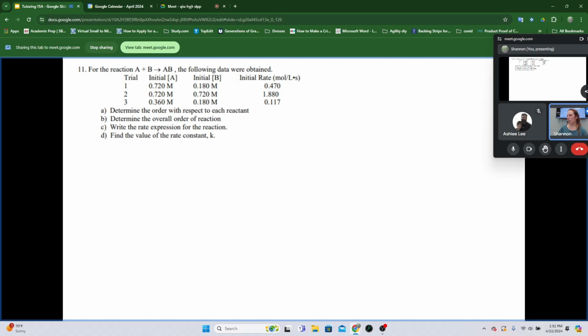Okay, so I'm going to let y'all work on this because you have learned each part and we've practiced each part multiple times. So just take it one part at a time. Let's do the reaction orders first. And then once you've got those, you can work on the rate equation.